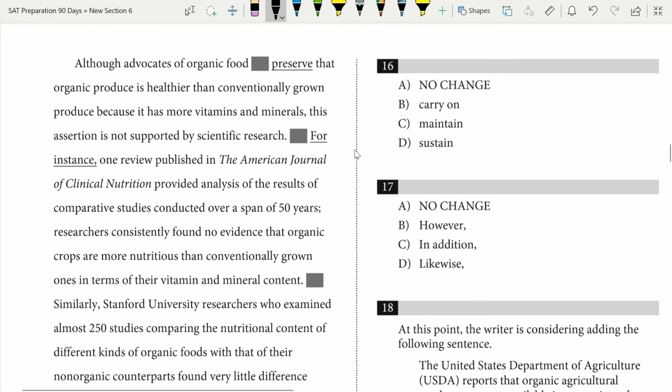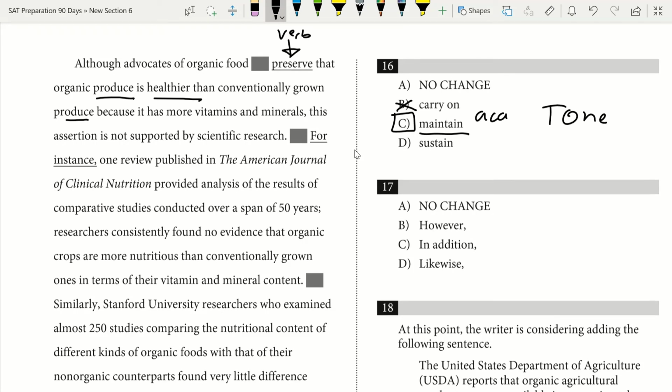So we have, although advocates of organic food preserve that organic food produce is healthier than conventionally grown produce, no, okay? They aren't preserving that organic food is healthier, they are maintaining it, okay? That's taking a position. Okay, the key part here is that we're looking for a verb that shows that they're maintaining that same position, right? They're maintaining their argument. They're not carrying on, okay? Because keep in mind, we want to maintain an academic tone, okay? So we're looking for a word that maintains an academic tone and has the correct meaning.